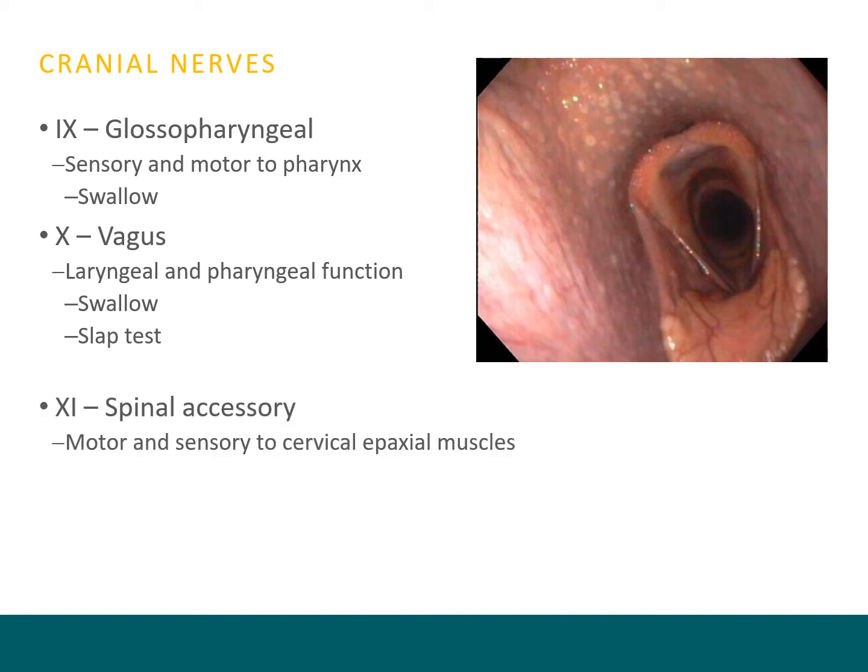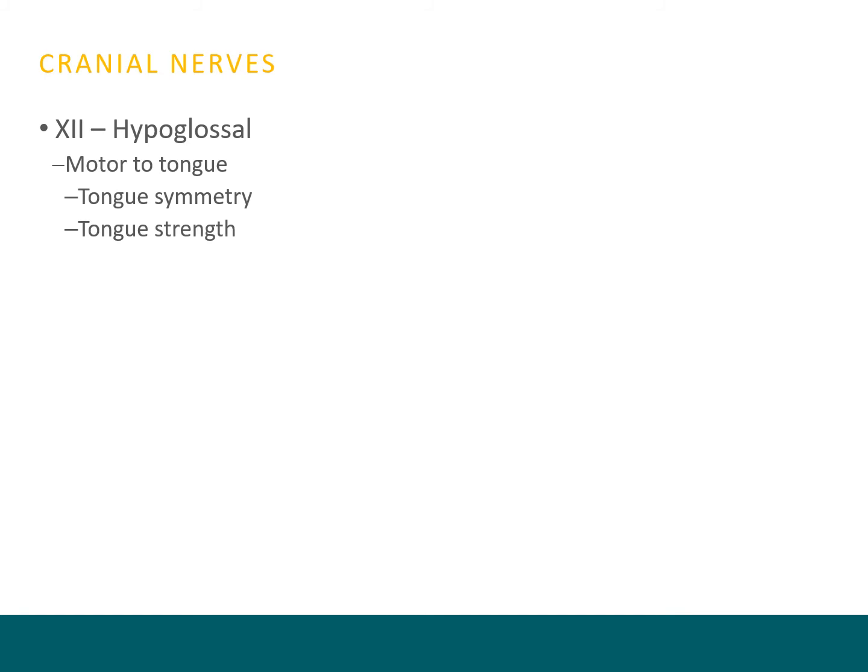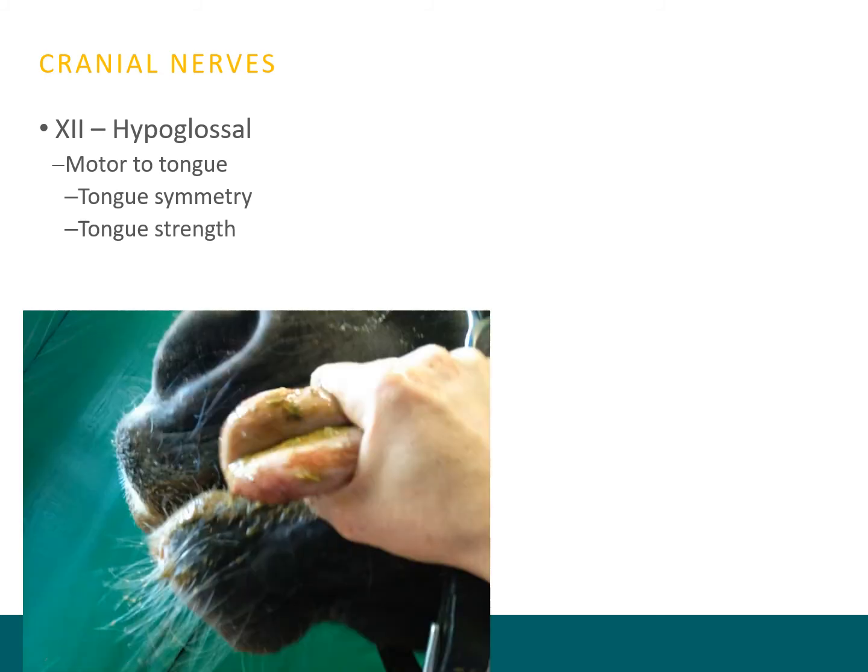Cranial nerve 11 is spinal accessory, so it is motor and sensory to the cervical epaxial muscles. So really we're looking for either symmetric or asymmetric muscle loss in the neck. And then cranial nerve 12 is going to be hypoglossal, so it's going to be tongue. So it is motor to the tongue. So we're going to be looking for tongue symmetry and tongue strength.